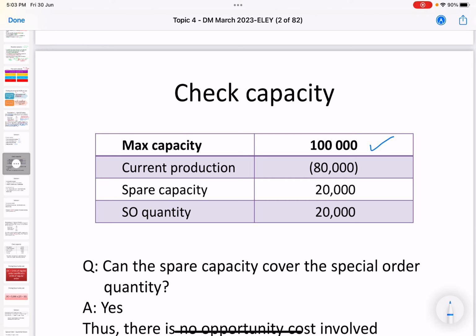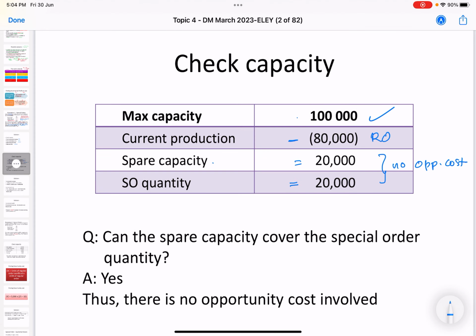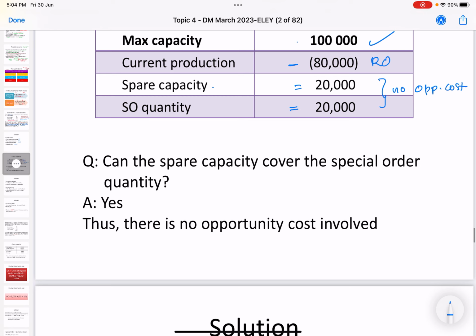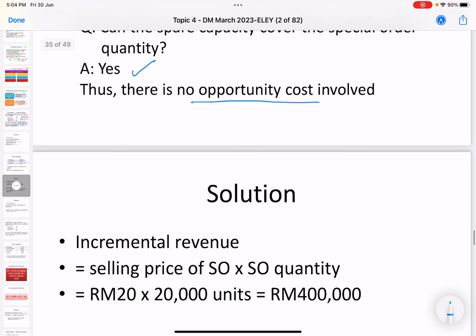Let's look at checking capacity. Maximum capacity is 100,000, current capacity for regular order is 80,000. That means spare capacity will be 100,000 minus 80,000, which is 20,000. And the special order quantity is exactly matching the spare capacity. Therefore, there is no opportunity cost, because no regular order will need to be sacrificed. So the question: can the spare capacity cover the special order? Yes. Therefore, there is no opportunity cost involved.